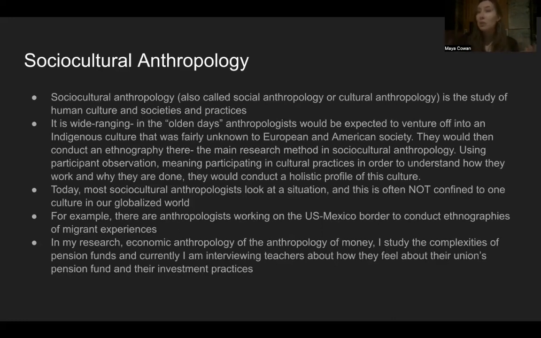So we live in a very globalized world. The situations that anthropologists study are not always going to involve just one culture, so it's pretty impossible to try to write it down in those terms, right? For example, I know an anthropologist who works on the United States-Mexico border, and their ethnography is about migrant experiences. You can see how in that sort of situation, it might be difficult to go in and ask, what's the religion of this situation? Because it's not the same thing. It's not what we used to do as cultural anthropologists.